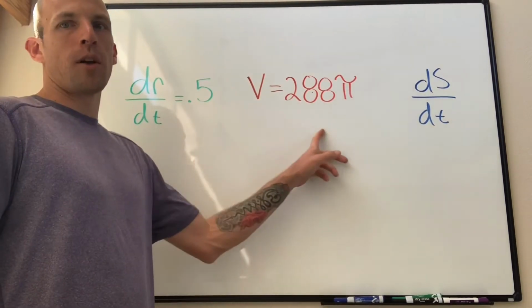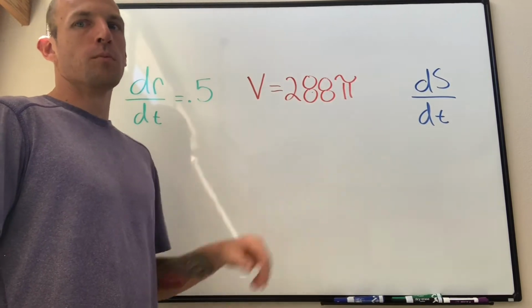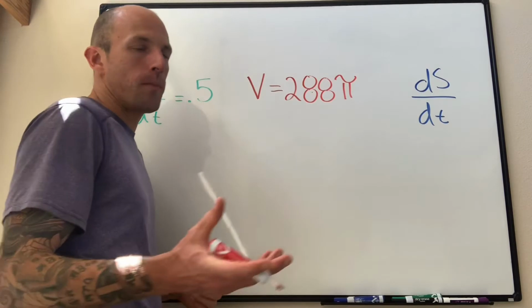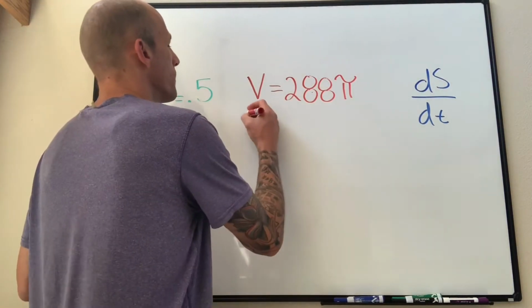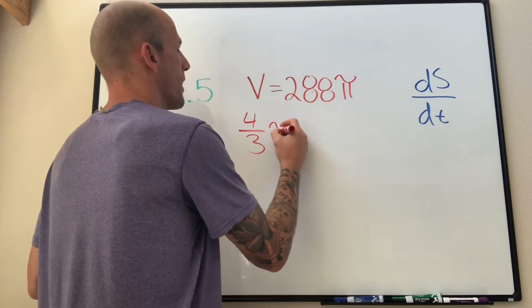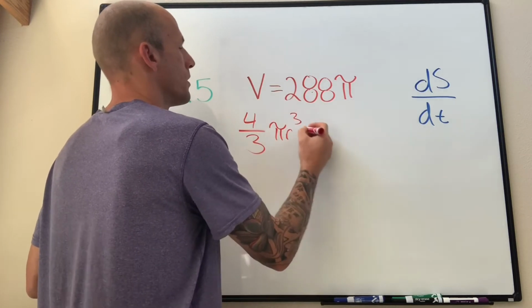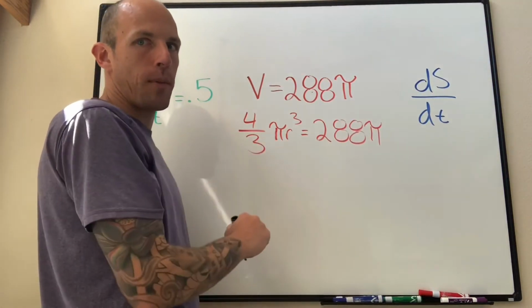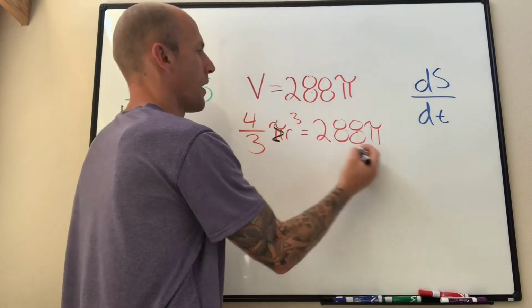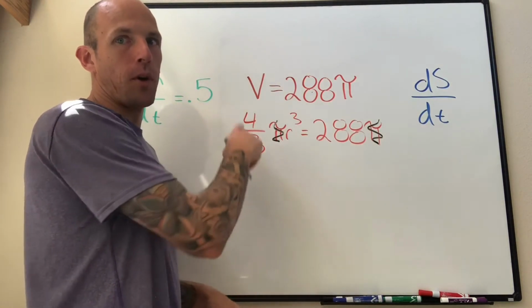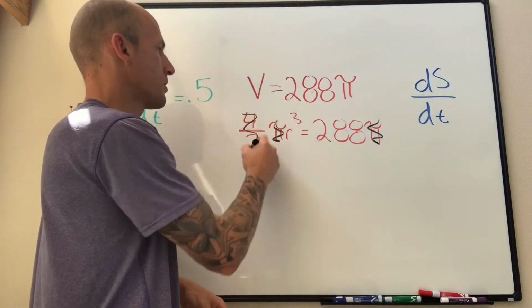So we're going to start by doing our work here on this moment in time when the volume is 288 pi. Remember that the formula for the volume of a sphere is 4/3 pi times the radius cubed. This is going to help us solve for r. Divide both sides by pi to cancel that out. And then multiply both sides by 3/4 to get rid of this fraction.